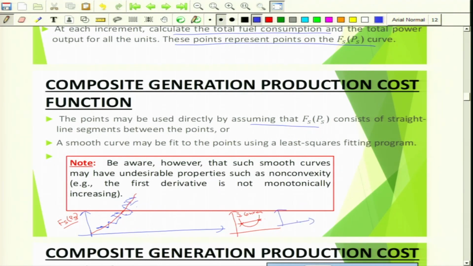But in the other case, let us say the curve is something like this. Here, what is happening? Let us say you have an intersection between two points and you draw a straight line. Some part of the curve lies above the line. So this is your non-convex. So when you obtain the smooth curve, you should ensure that you do not have a non-convex characteristic ultimately. Then it will make the problem simpler, right.